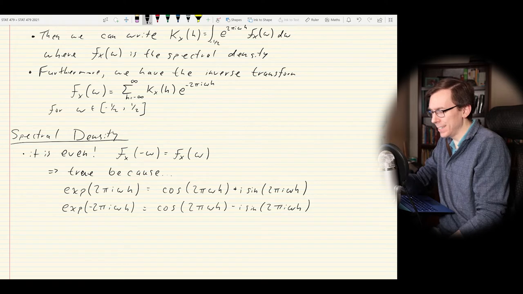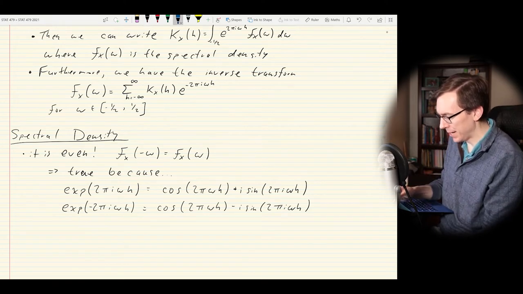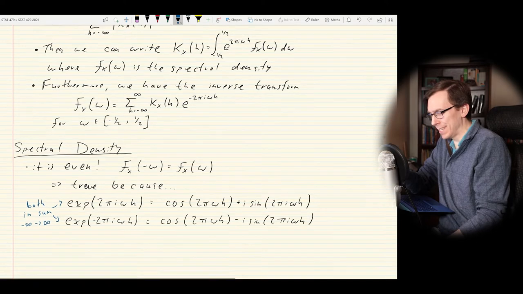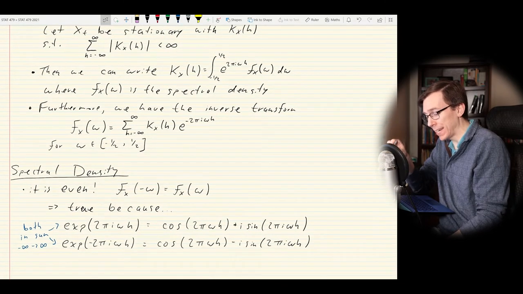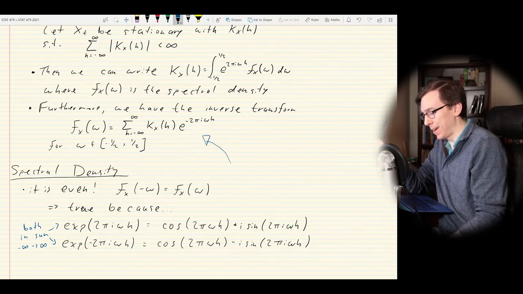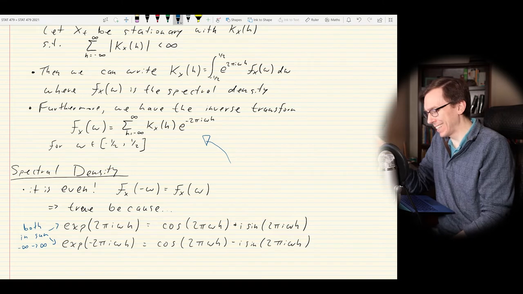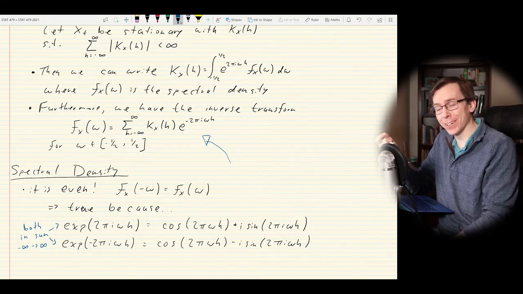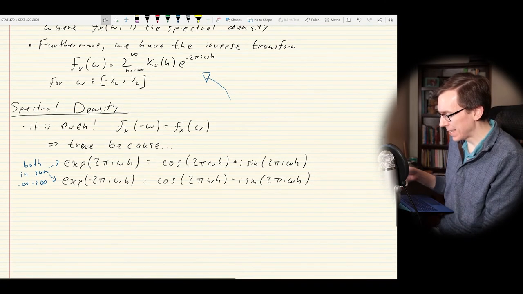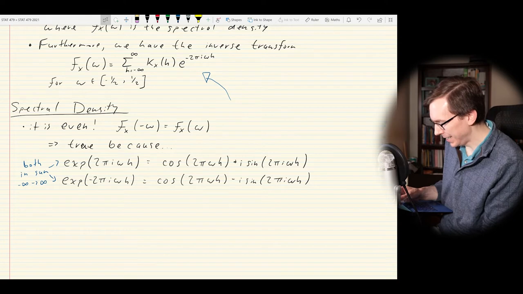But both of these appear in the sum above. So this guy and this guy are both in the sum from minus infinity to infinity. So basically what happens is that if I switch omega with minus omega, I go up to this summation here and I sum it backwards, basically. And by symmetry of autocovariance, this works.